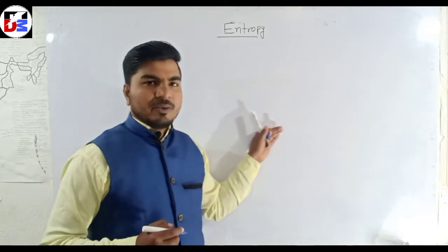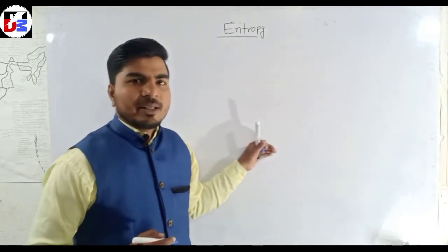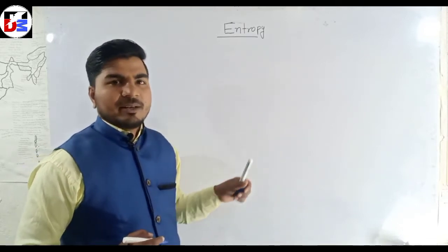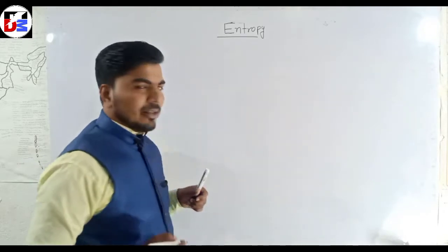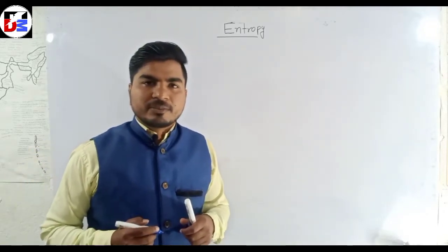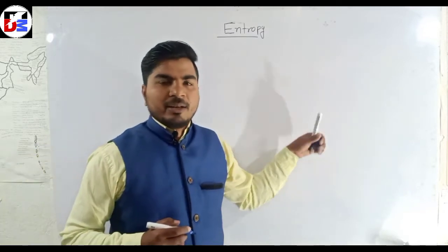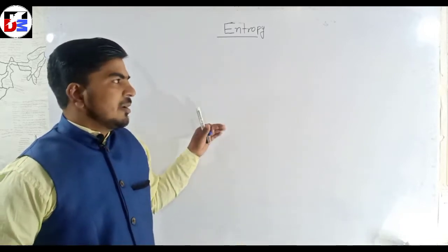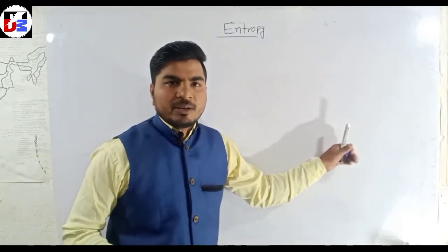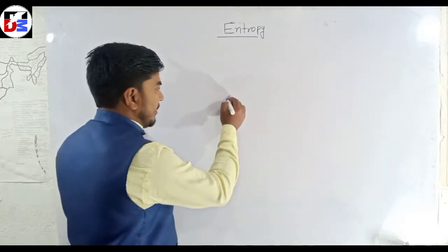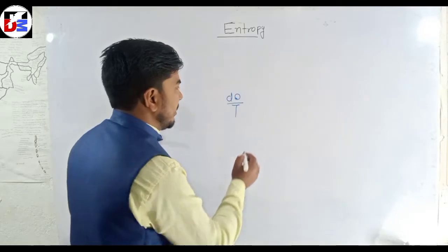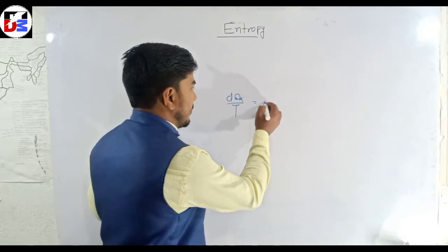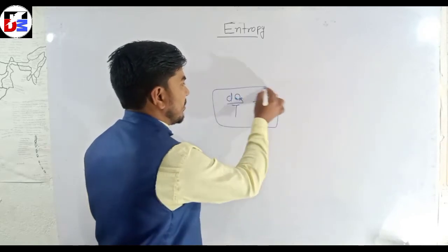We also said that reversible cycle efficiency depends upon the temperature limits. In any reversible engine, the cycle depends on the higher temperature and the lower temperature only. Now we further moved on to the topic dQ by T. For a reversible process, dQ by T is equal to dS. This was also discussed.